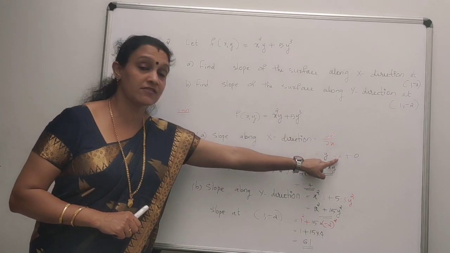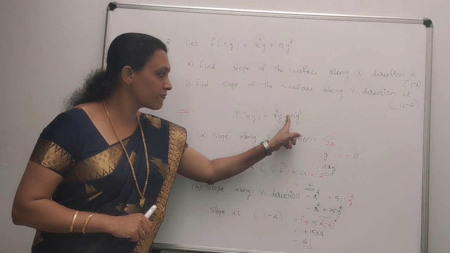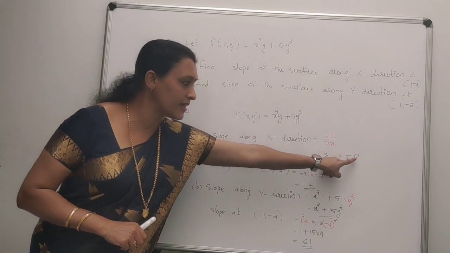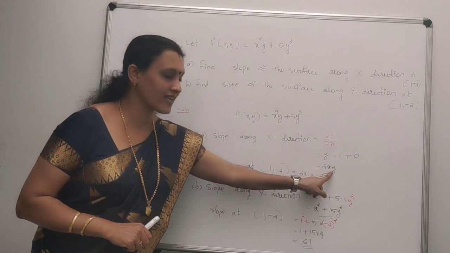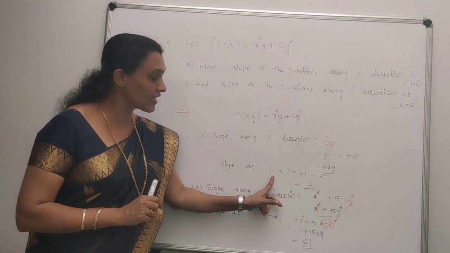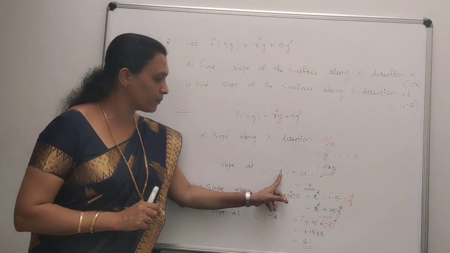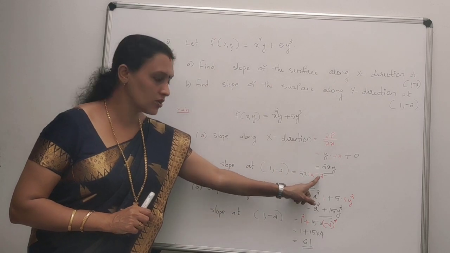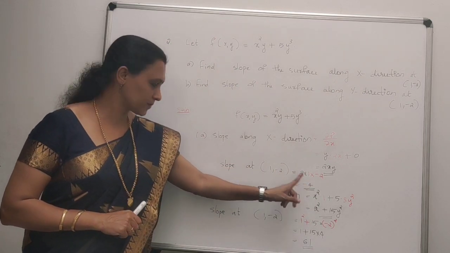x² whose derivative is 2x, plus 5y³, which is completely a constant, so whose derivative will be 0. Therefore, 2xy. Now we are finding slope at the given point (1, -2). So for that, x is equal to 1 and y is equal to -2. So the total answer is -4.